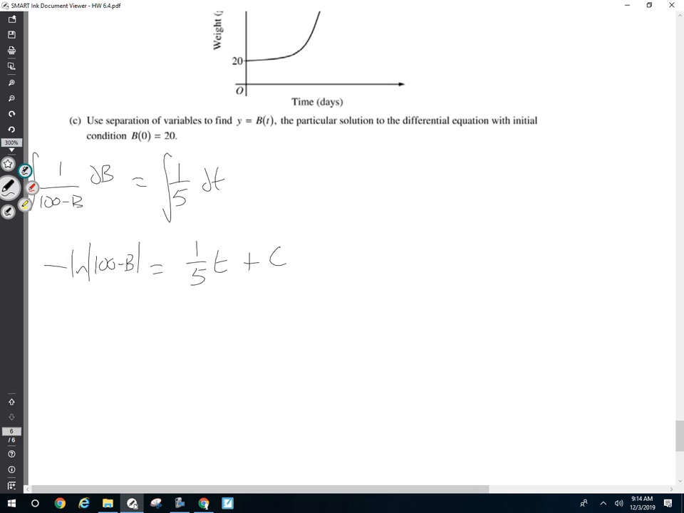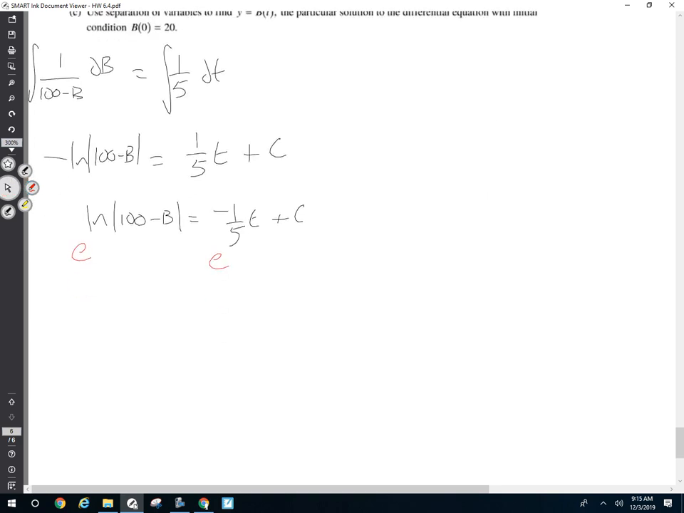Okay, we got to solve. I got to get rid of this negative first before I take e to the power of both sides. So this is negative 1/5 t plus c. Now take e to the power of both sides. Make sure the entire right side is taken to the power. I got 100 minus b equals e to the negative 1/5 t plus c, which is e to the c times e to the negative 1/5 t, which is c e to the negative 1/5 t.